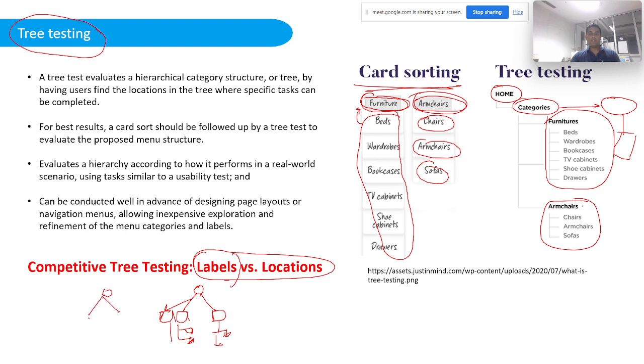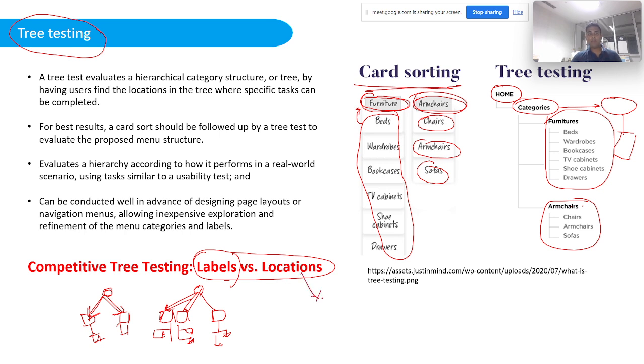Now these are two different trees. One has two branches, one has three branches. Now if we move levels, if we shift levels, if we create new levels, that means we need to compare where navigation is easy. So we require a tree testing between two such hierarchical trees.